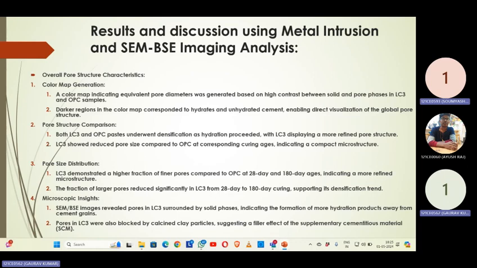Now let's talk about the microscopic insights. SEM-BSE images revealed pores in LC3 surrounded by solid phases, indicating the formation of more hydration products away from cement grains. Second is pores in LC3 were blocked by calcined clay particles, suggesting a filler effect of supplementary cementitious material.